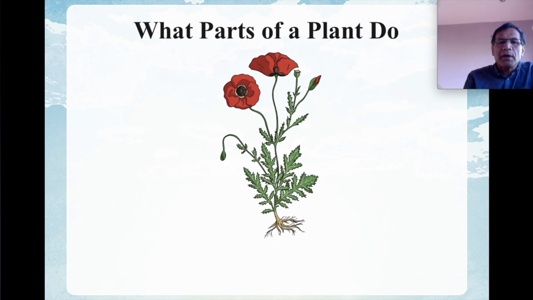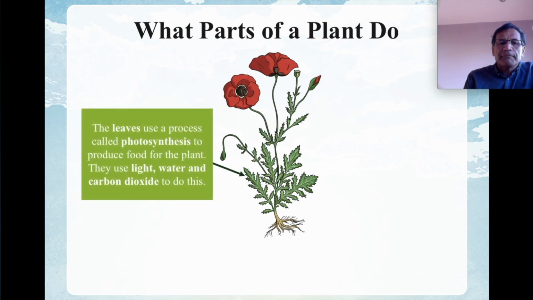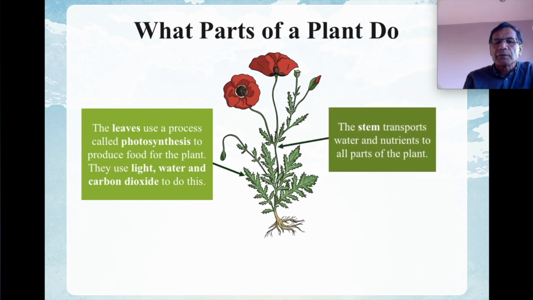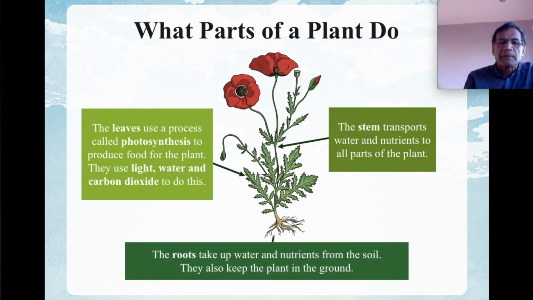So what do parts of a plant do? The leaves use a process called photosynthesis to produce food for the plant. They use light, water and carbon dioxide to do this. The stem transports water and nutrients to all parts of the plant. And the roots take up water and nutrients from the soil. They also keep the plant in the ground.